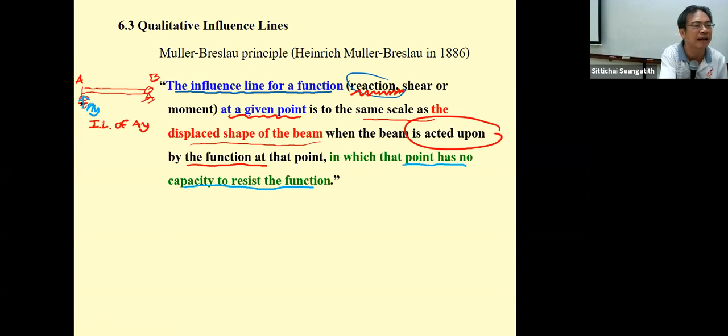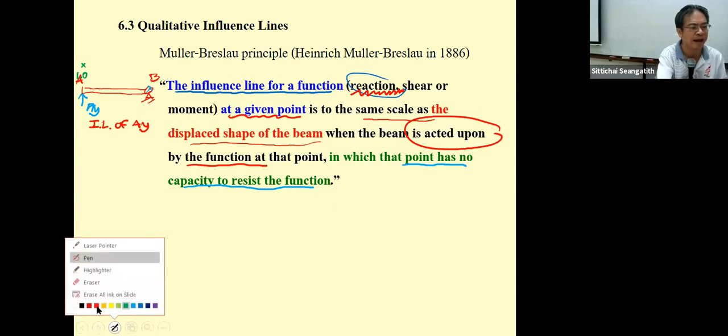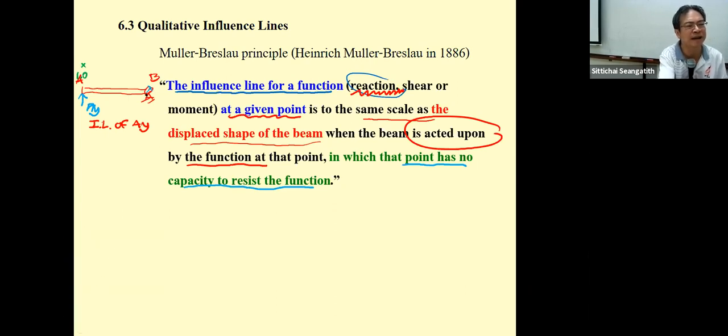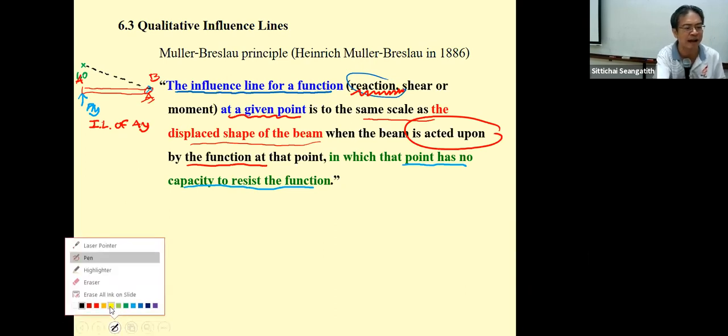That means you release the support here, and then you put the A sub y to move the beam. Since this is the pin, this is going to be the rotating point. You move it forward for a distance of 1.0, so this one moves to here. The movement of this beam is going to be in the form of a rigid body, so you get a straight line. And this is the influence line of A sub y.